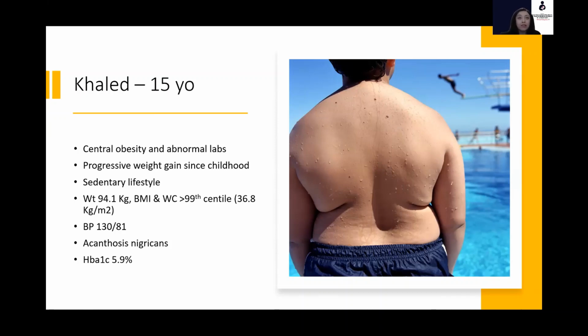On physical examination, his weight is significantly high, 94 kilos. He has a BMI and a waist circumference above the 99th percentile. His blood pressure is borderline, or rather elevated, 130/81. He has significant acanthosis nigricans around his neck, and his hemoglobin A1C is also elevated at 5.9%.